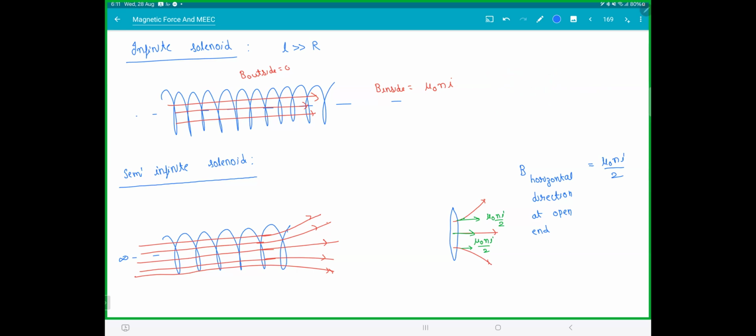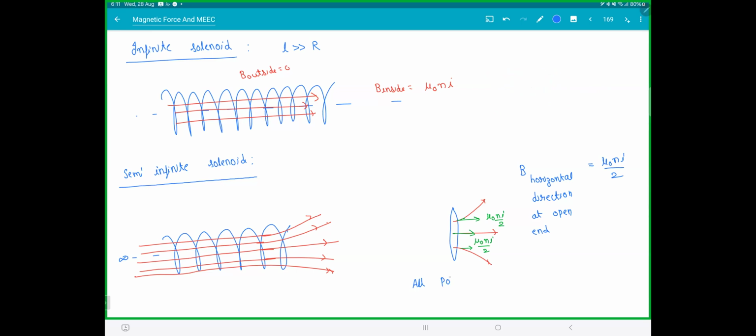Clear? The field is not the same. On the entire open end, the field is different at different points, but all of them have the same horizontal component. But is the field uniform before that also? Before that also, meaning? Before that also you made μ₀Ni by 2. It's somewhere inside the solenoid.